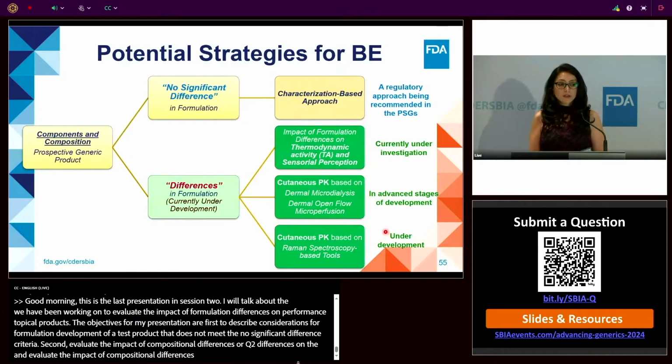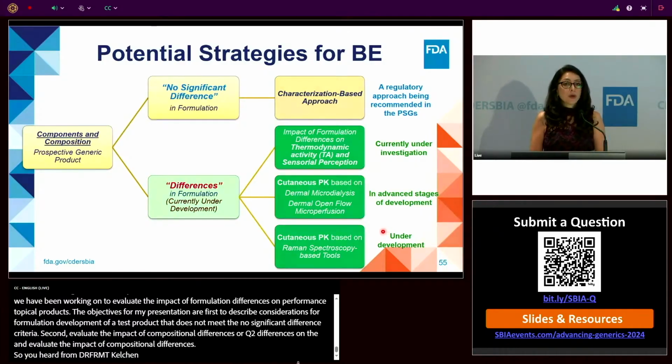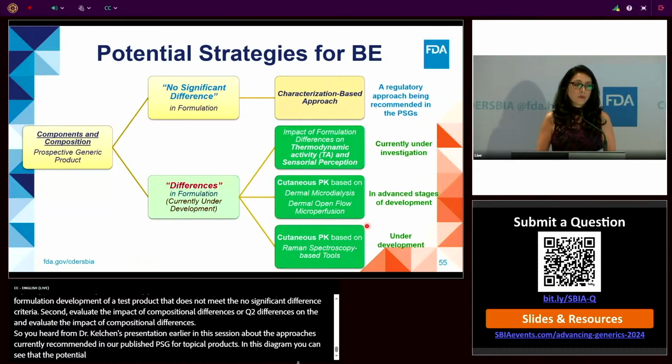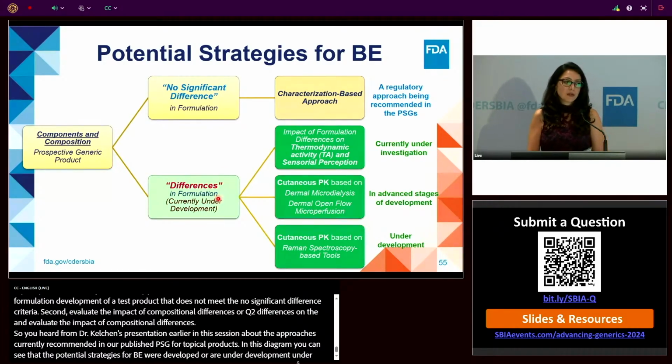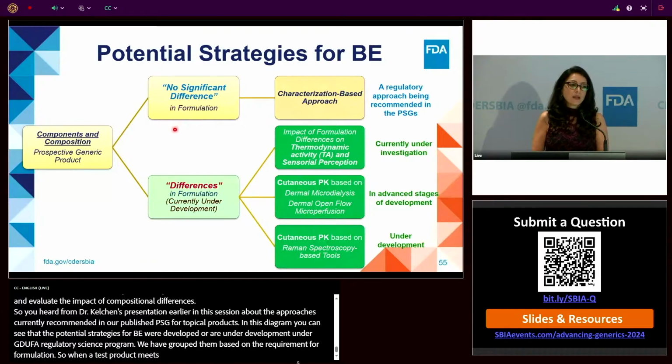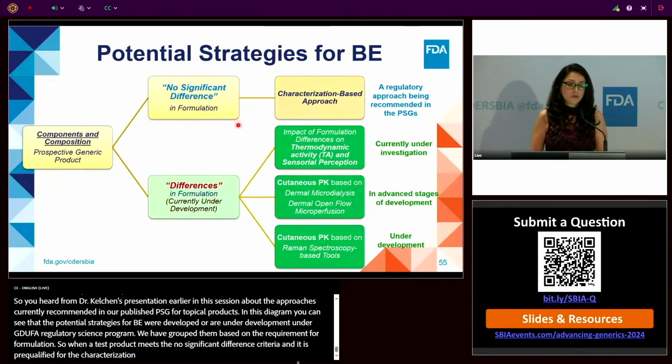So you heard from Dr. Kilchan's presentation earlier in this session about bioequivalence approaches that are currently recommended in our published PSGs for topical products. In this diagram, you can see the potential strategies for BE that were developed or are under development under the GDUFA Regulatory Science Program. And they have been grouped based on the requirement for the formulation. So when a test product, for example, meets the no significant difference criteria, it is pre-qualified for a characterization-based approach, and this approach is currently recommended in many of our PSGs for topical products.